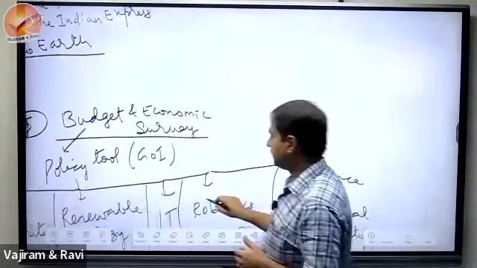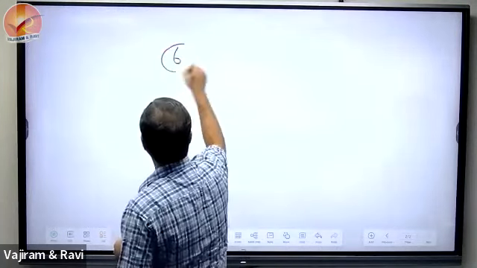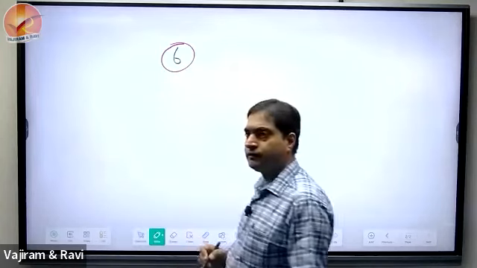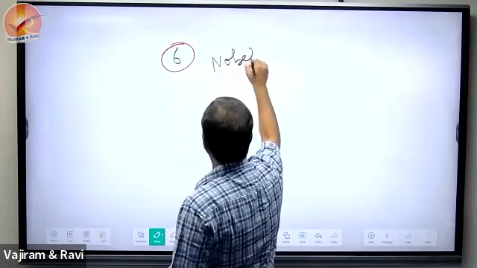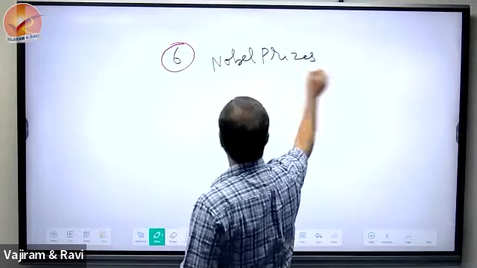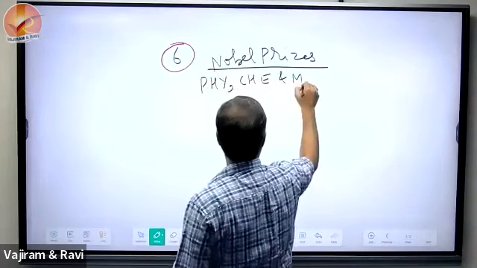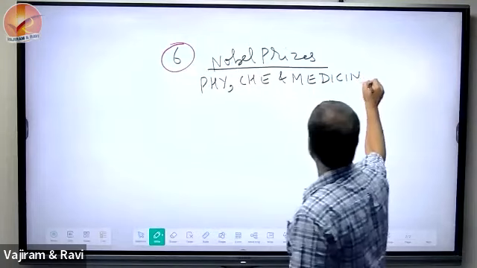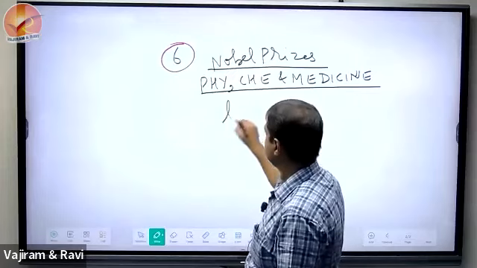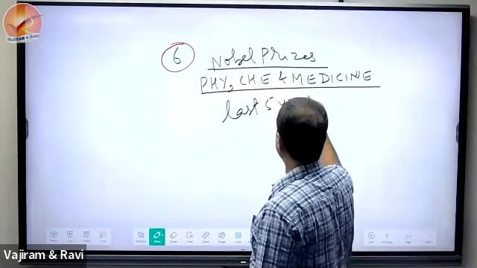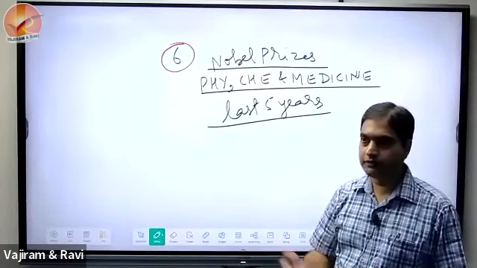So this was the fifth part. Now write the sixth reference: Nobel Prizes in physics, chemistry and medicine, for the last 5 years, including the current year, which is yet to be announced.